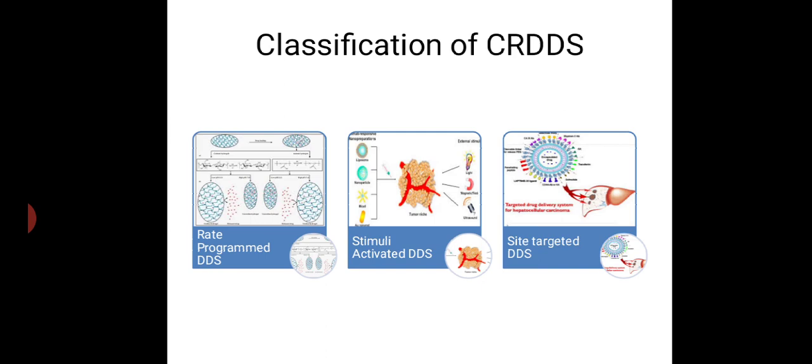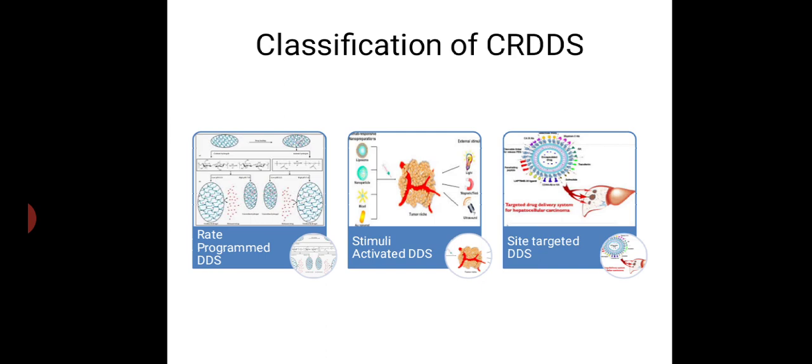That means the delivery system is developed in such a way that it will release the drug at a constant rate, at a prefixed rate, at a rate fixed at the time of designing. What is the rate fixed? At that rate only the drug will be released from the delivery system. Such types of systems we call rate programmed drug delivery systems.